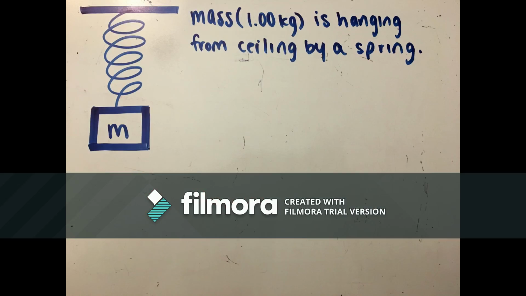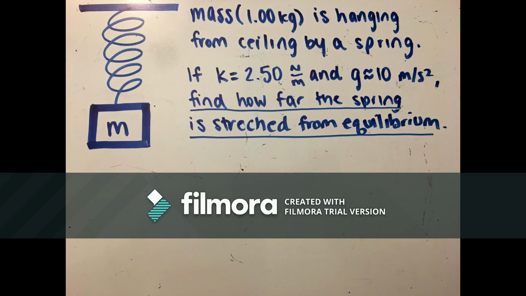Now we will go over some practice problems. There's a mass which equals 1 kilogram that is hanging from the ceiling by a spring. If k equals 2.50 newtons over meters and the gravity is about 10 meters per second squared, find how far the spring is stretched from equilibrium.